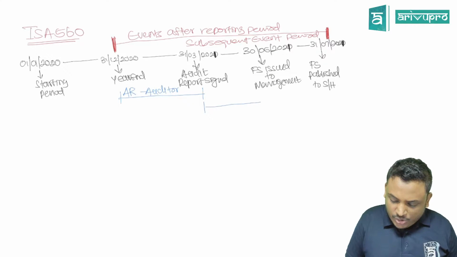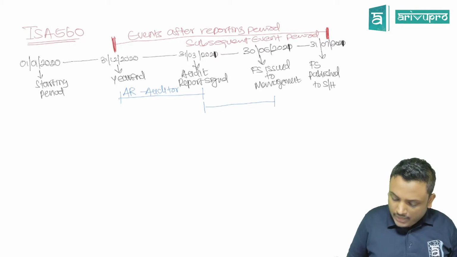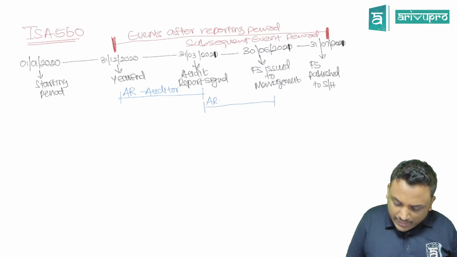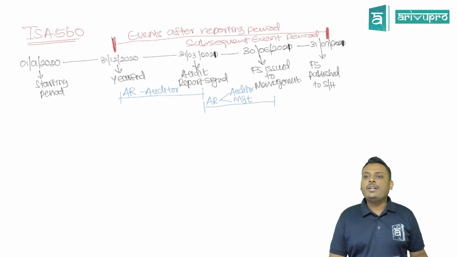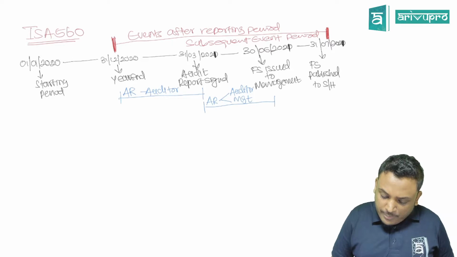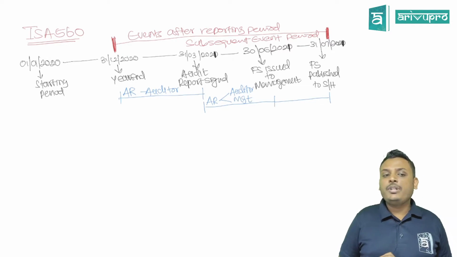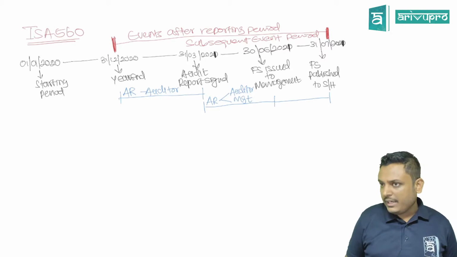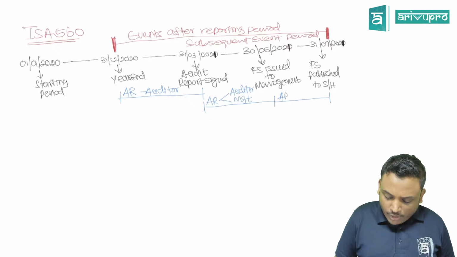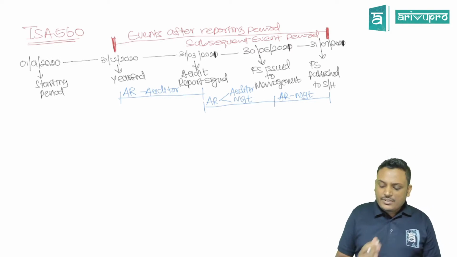Audit report signed to financial statement issued to management. Between this period, audit report is with either auditor or management. Both possible. Sometimes audit report is with auditor, sometimes audit report is with management. Audit report issued to management and financial statement published to shareholder. Between this period, audit report is always with management. Is this clear?